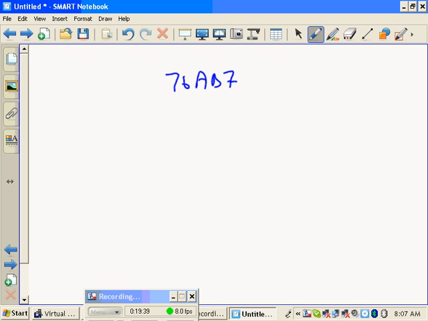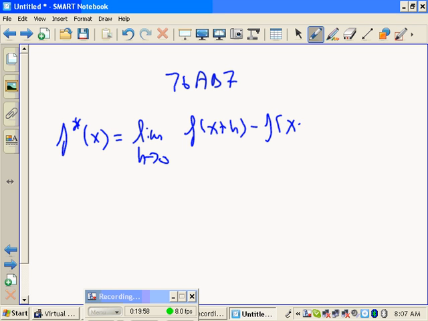It says, for a differentiable function f, let f star be the function defined by, let's see, f star, not f prime, a different kind of derivative. The limit as h approaches 0 of f of x plus h, that sounds familiar, minus f of x minus h, all over h.